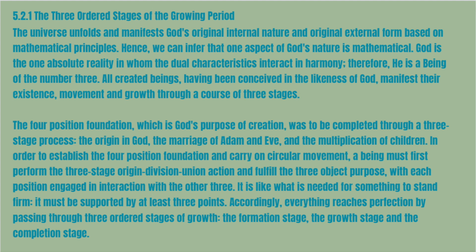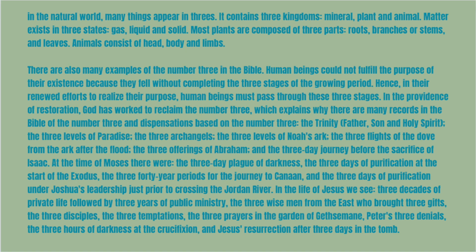Accordingly, each reaches perfection by passing through 3 ordered stages of growth: the formation stage, the growth stage, and the completion stage. In the natural world, many things appear in threes. It contains 3 kingdoms: mineral, plant, and animal. Matter exists in 3 states: gas, liquid, and solid. Most plants are composed of 3 parts: roots, branches or stems, and leaves.